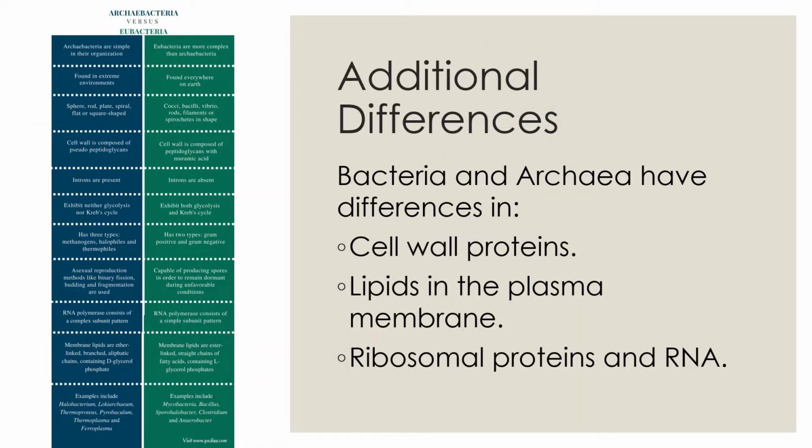Additional differences. So bacteria and archaea have differences in cell wall proteins, lipids in the plasma membrane, ribosomal proteins, and RNA. Those are the main differences. If you want to read the additional differences, you can see that in that chart on the left.